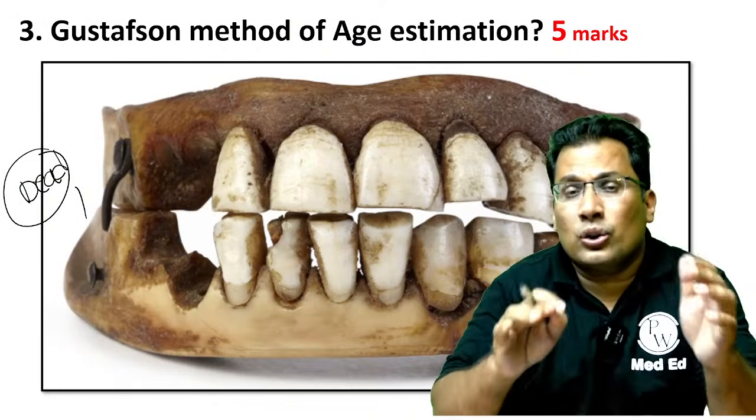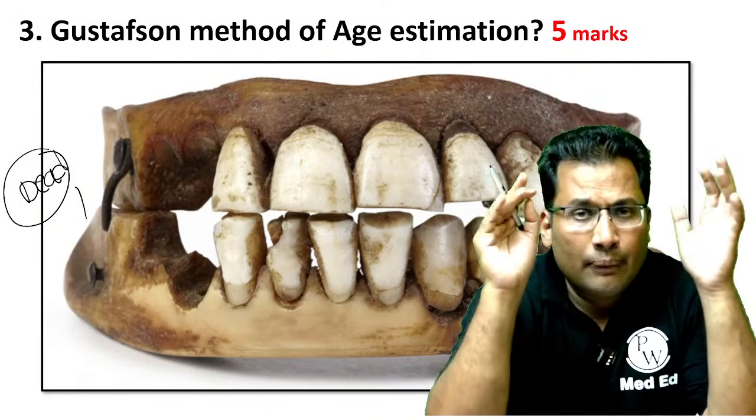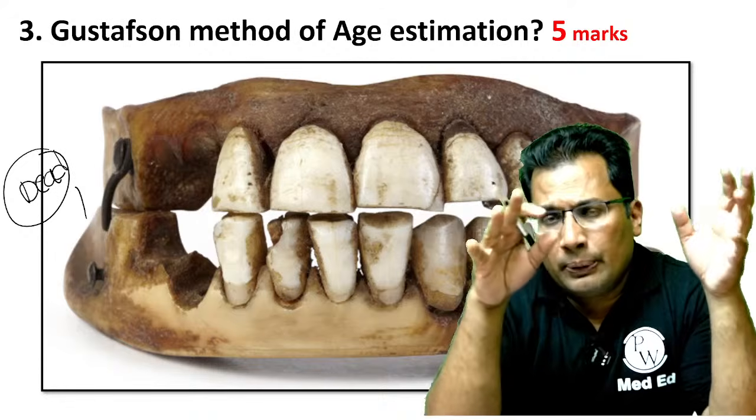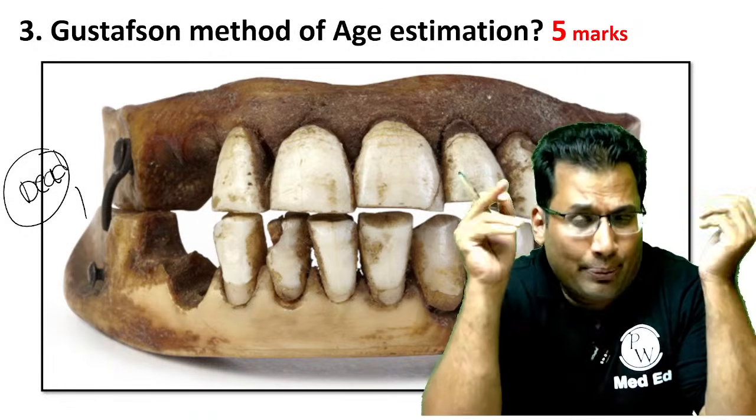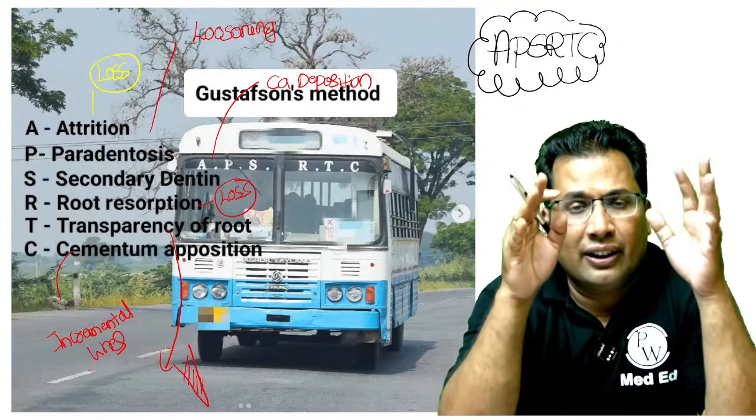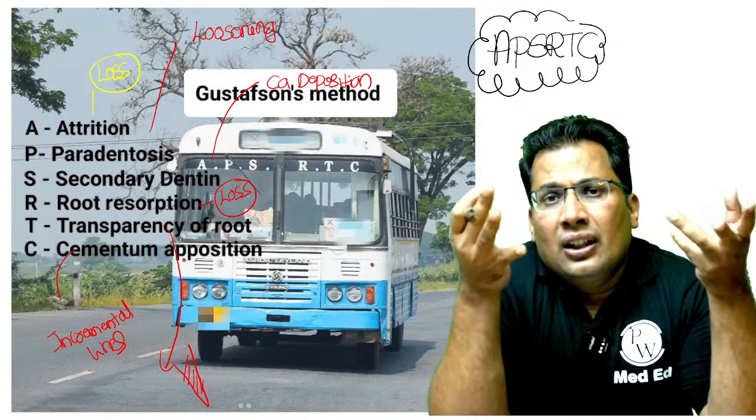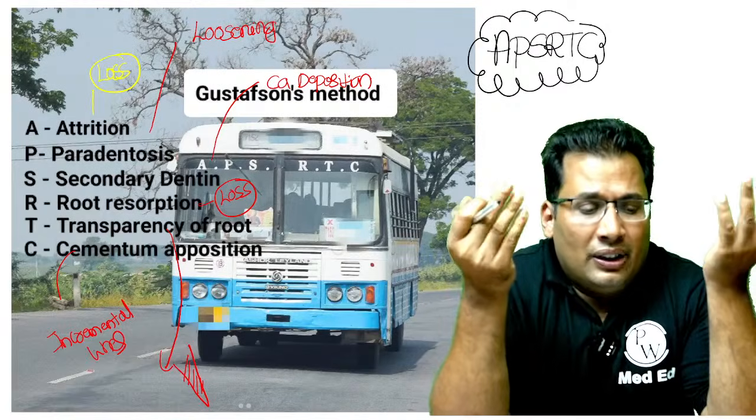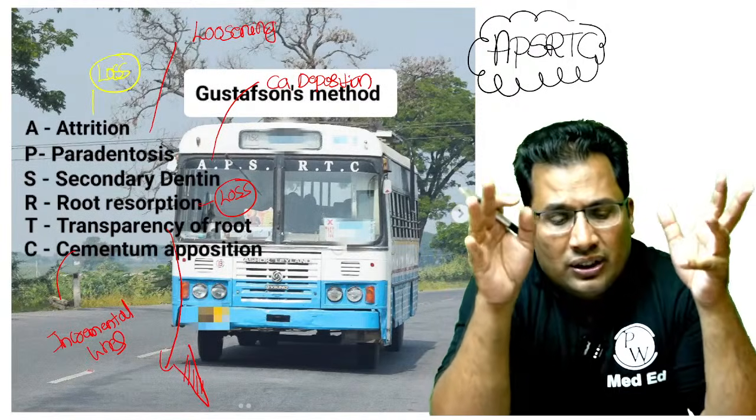I'll repeat again, Gustafson method after the age of 21 by using front teeth. Microscopic examination used in dead person. There are 6 criteria. Mnemonic is APSRTC. A for attrition. Attrition means basically loss of the upper surface of the teeth. Parodontosis means loosening of the teeth.